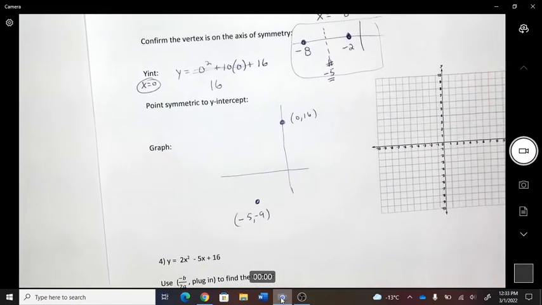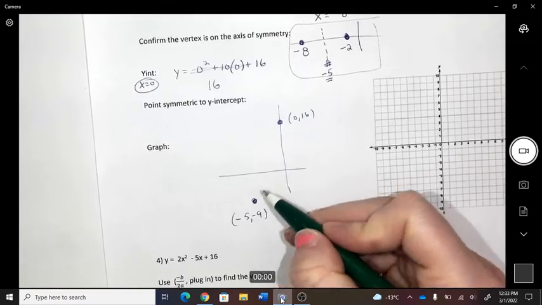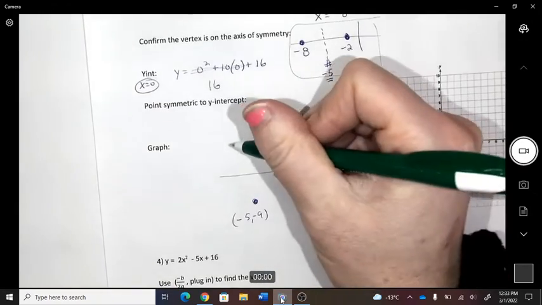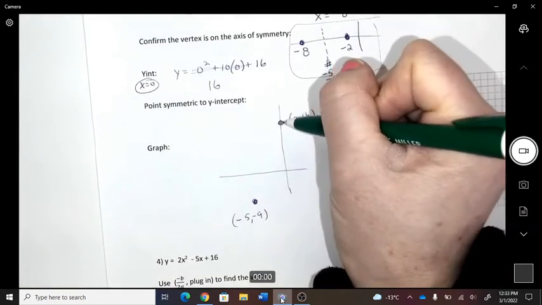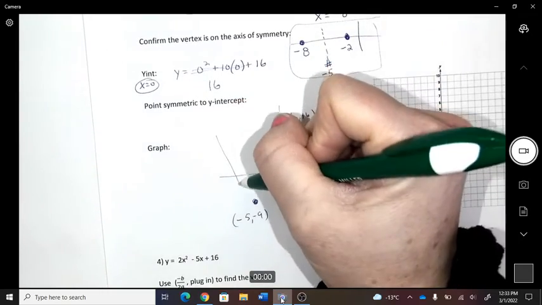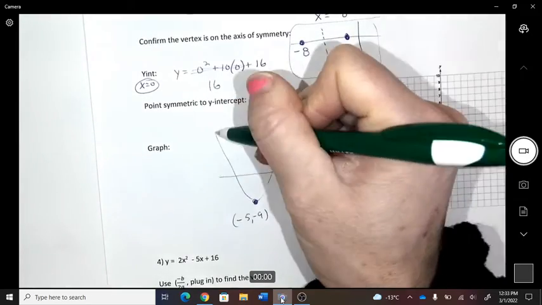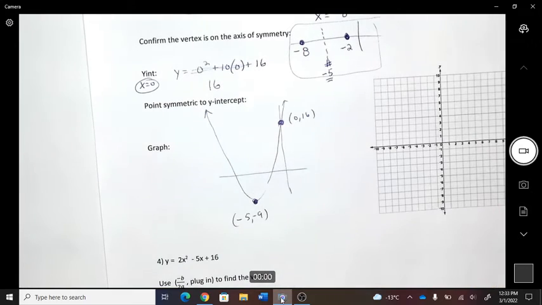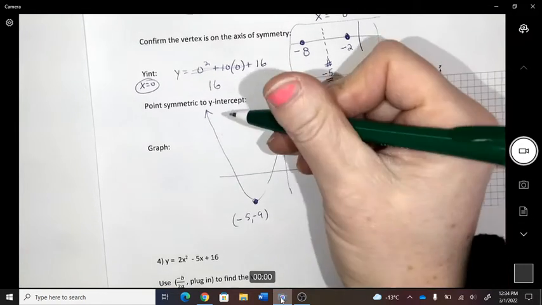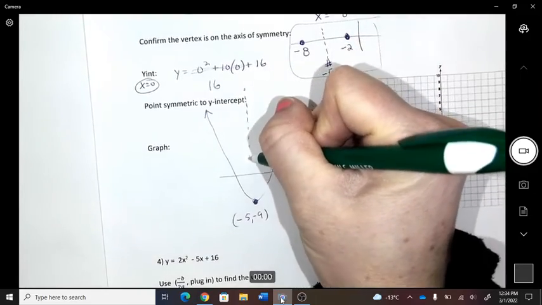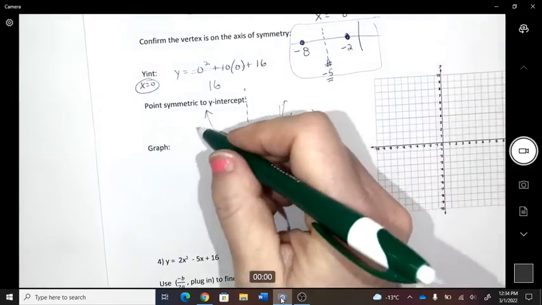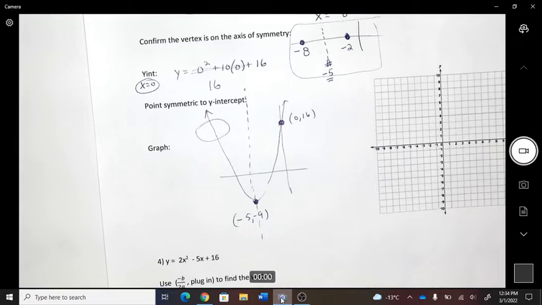So this is what I know right now. I know I have a vertex right there. And I know my Y-intercept is over there. I'm asking you to figure out what point would be symmetric to it. So here's, remember my axis of symmetry? What coordinate would be over there?